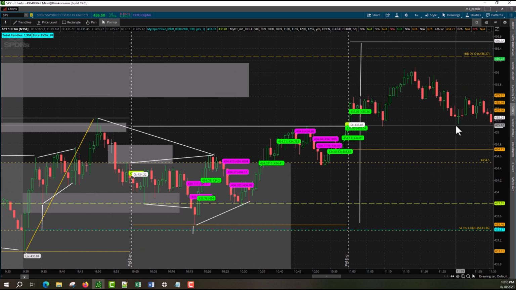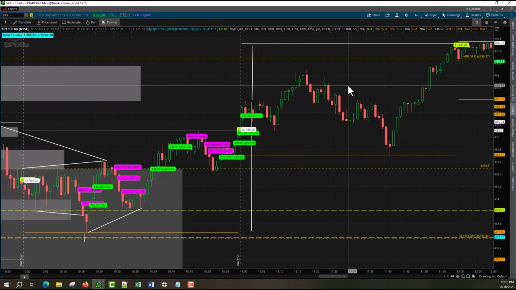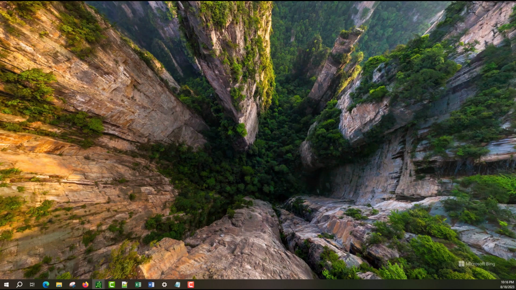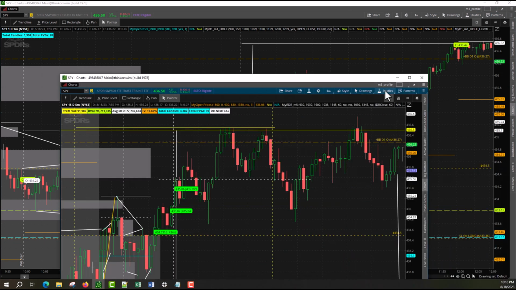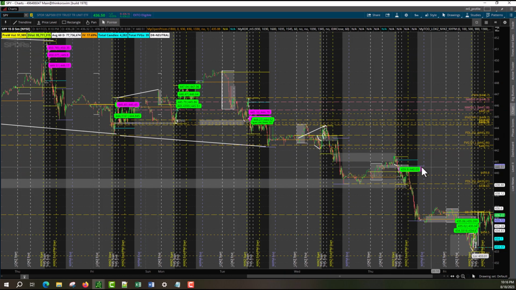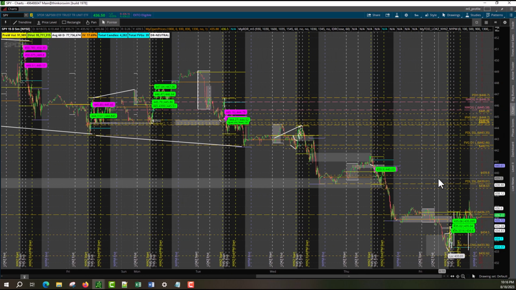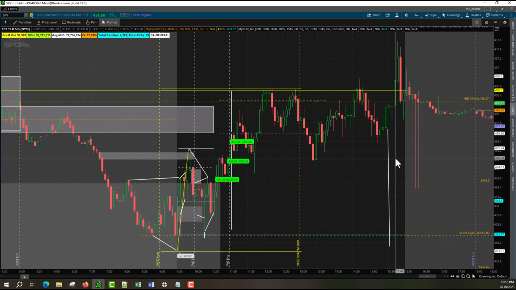All right, let's clear out everything for this week. And yeah, let's look at the DR model on the 5-minute time frame to see how the DR played out today. Right. Look at that.